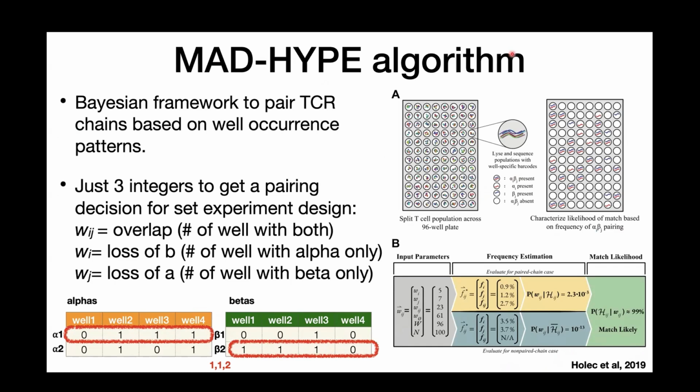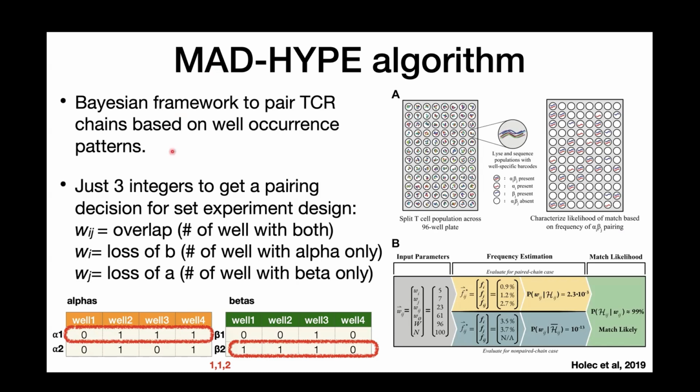Idea is that it just gets 3 integers to get a pairing decision for a given alpha and beta, right? So result of combinatorial experiment like this is like millions of alpha chains and millions of beta chains. And then you need to compare each alpha to each beta and try to answer if they're paired or not, right? And I told you, oh, you simply look for the beta which is found in same wells. This is true, but in reality, you have some loss, right? So sometimes you lose chain and don't detect it.